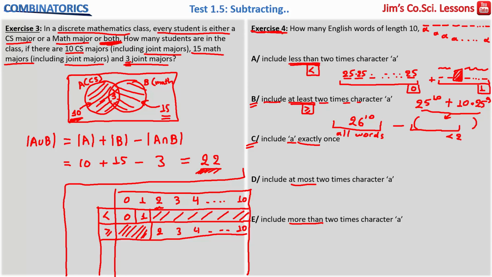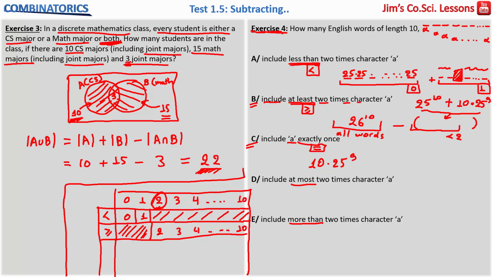Include A exactly twice. Exactly means equality, so the only available option is to have exactly 2 A's. I have solved this problem previously, so the solution is 10 times 25 to the power of 9.